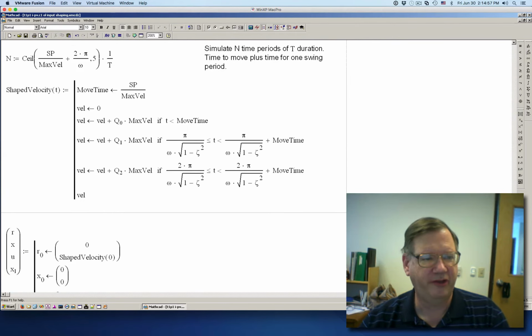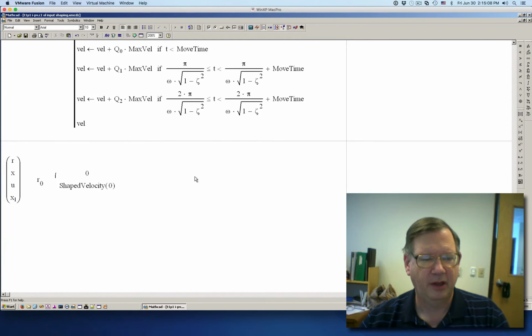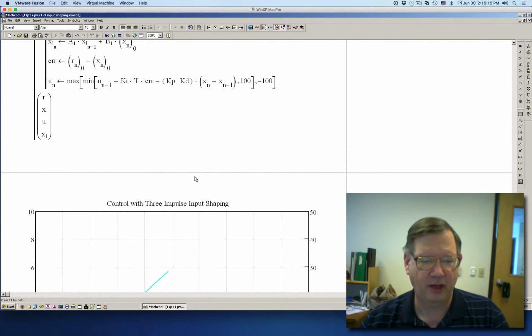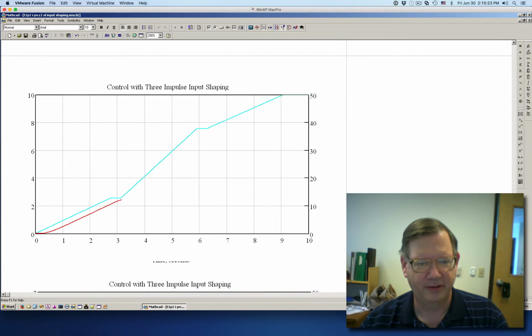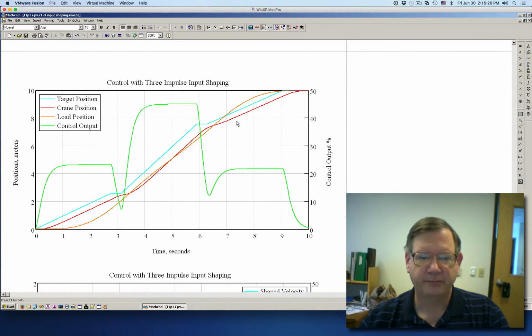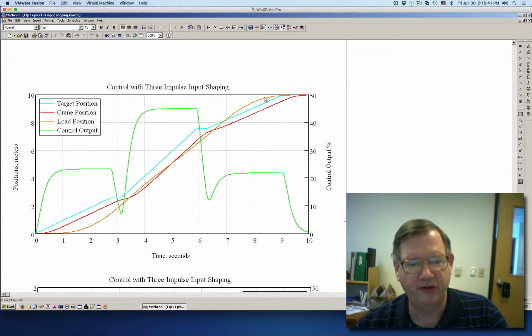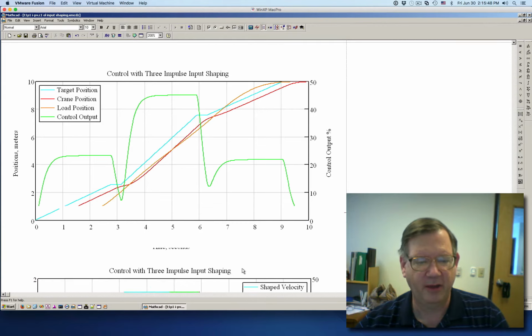So again, this is the same function as above, except I have yet another impulse, and this one happens at 2 pi as opposed to pi. This function is identical to the one up above, and you can see the results here. Let me just stop this for a second. You can see that this is the shaped target generator. This is the crane position. This is the load position, and it gets right up to 10. And you can see that there are 3 different impulses.